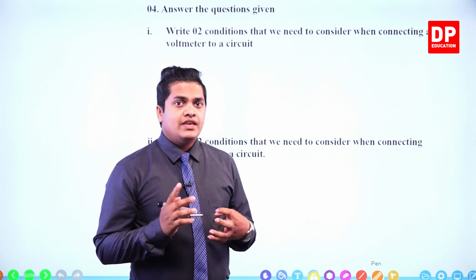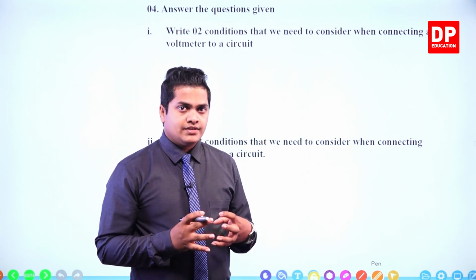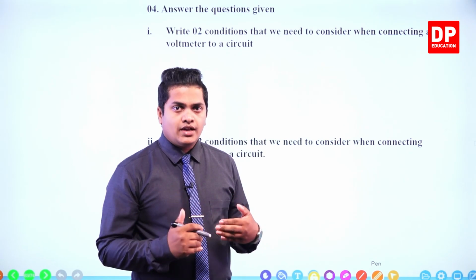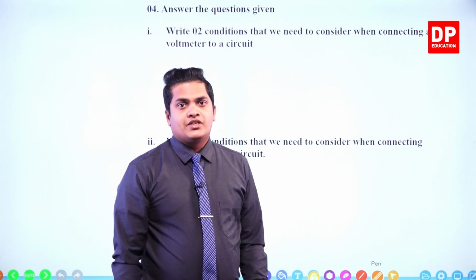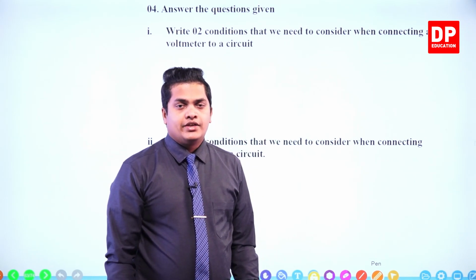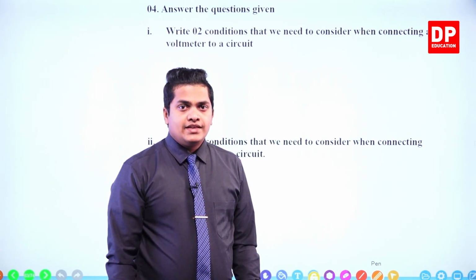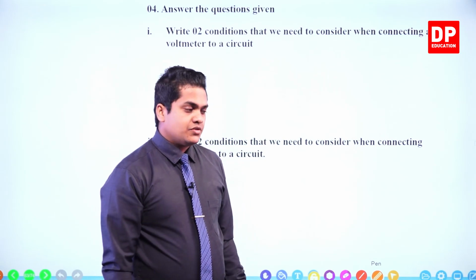And the second one is that we have to connect the positive and negative terminals of the voltmeter correctly to the circuit. Positive and negative terminals should be connected properly to the circuit. If you interchange those two, then your readings may get faulty. Right? Okay, so we'll write it down.